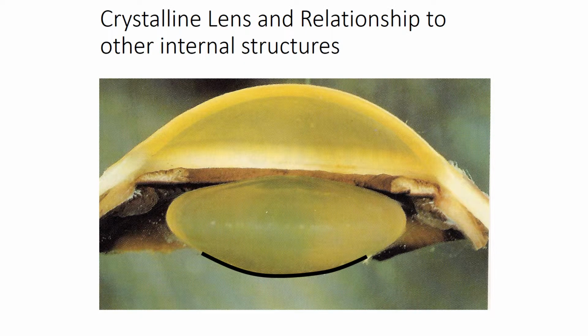So here is the crystalline lens and its relationship to other internal structures within the eye. The crystal lens is hugged by that black concave line outlining the posterior surface of the lens. This is the cornea, which is the front part of the eye. It's kind of like the windshield of the eye. The anterior chamber is a clear space where fluid, aqueous humor, circulates in convection currents.